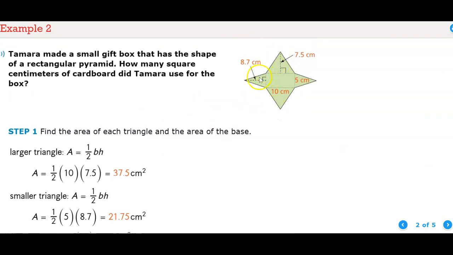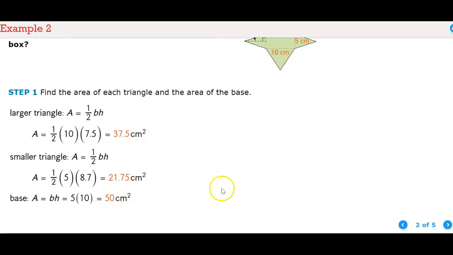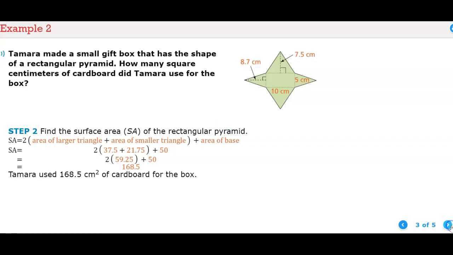So we have the triangles, and in this case we have 2 that are the same size and another 2 that are the same size instead of 4. And that is because we have a rectangular base. In the rectangle, we have 2 parallel sides, which means 2 sides are equal instead of all 4 sides being equal. So we have the larger triangle area, and then the smaller triangle area, and then the base. Once we find all of those areas, step 2 would be to add them all up.